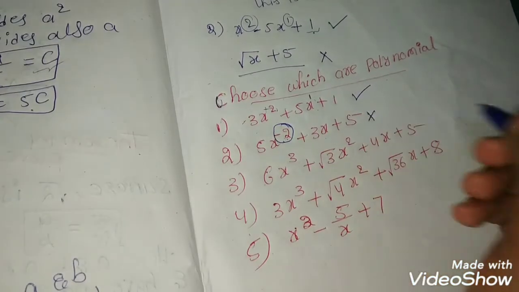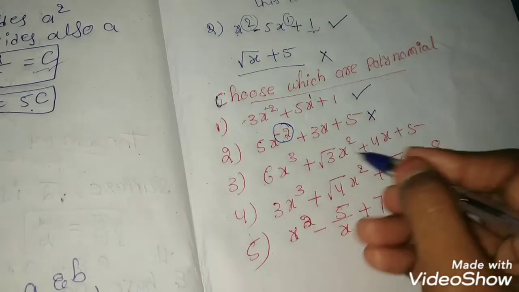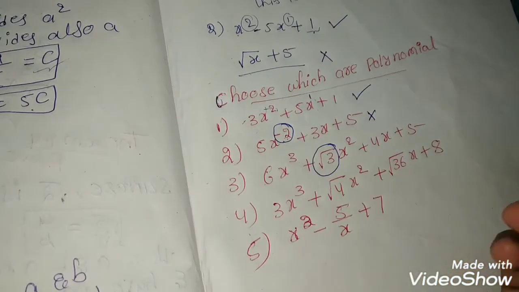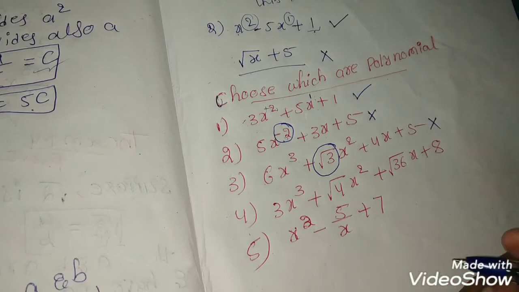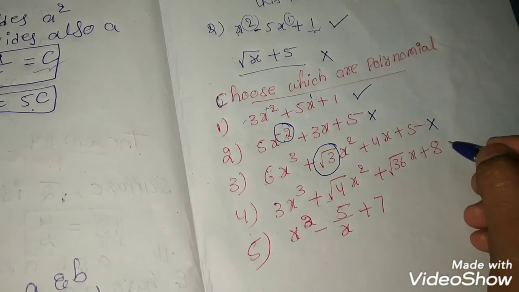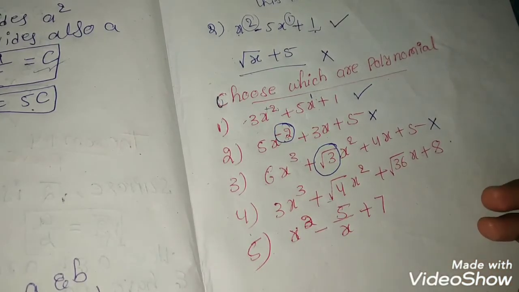So, this is not a polynomial. Okay, and also, I told you, root values are not allowed. So, this is not a polynomial. And look here, is this a polynomial or not? Can you find out?